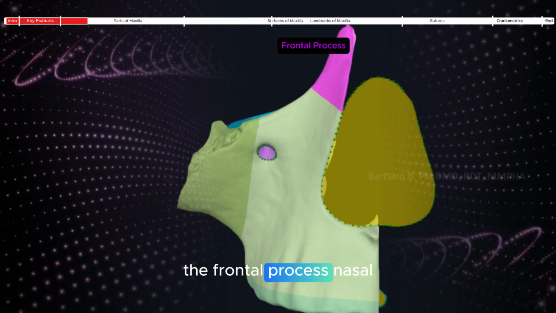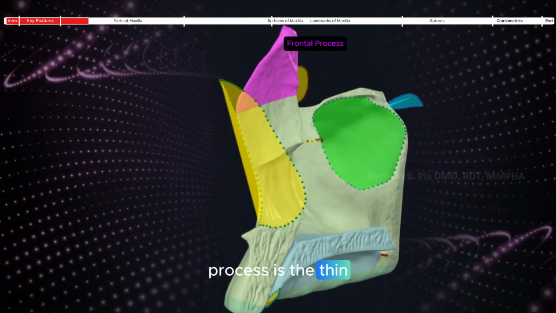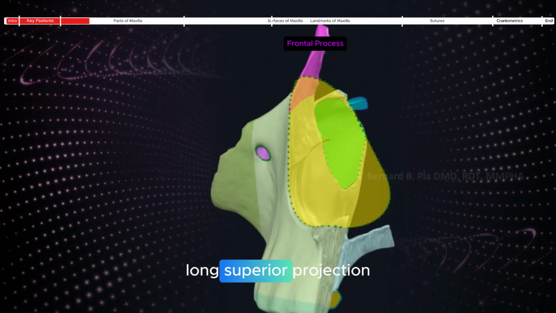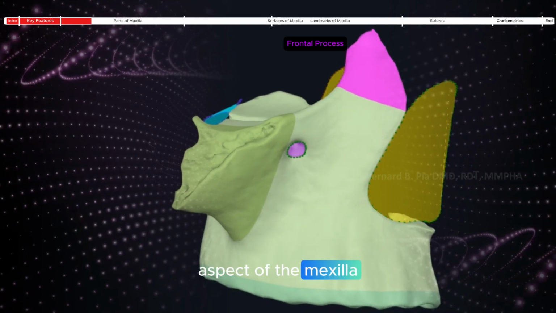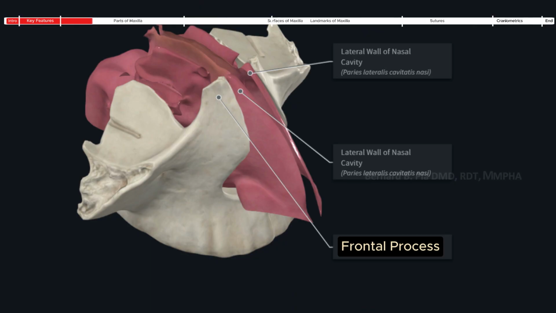The frontal process, nasal process, is the thin, long, superior projection found along the anterosuperior aspect of the maxilla. It contributes to the formation of the lateral wall of the nasal cavity.